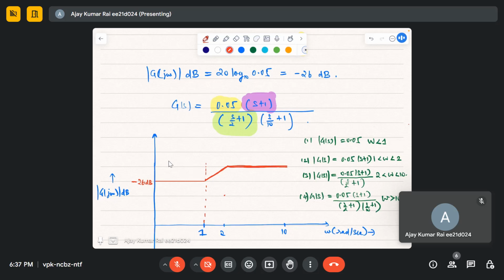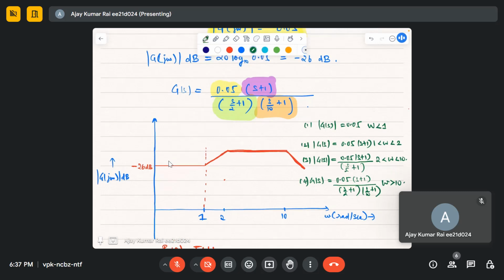At omega equal to 10, what will happen? This will also come into the picture. Then what will be the slope? Again it will be minus 20 dB per decade. Let me write the slopes here. This is 0 dB per decade. This is plus 20 dB per decade. This again becomes 0 dB per decade, and this is minus 20 dB per decade.